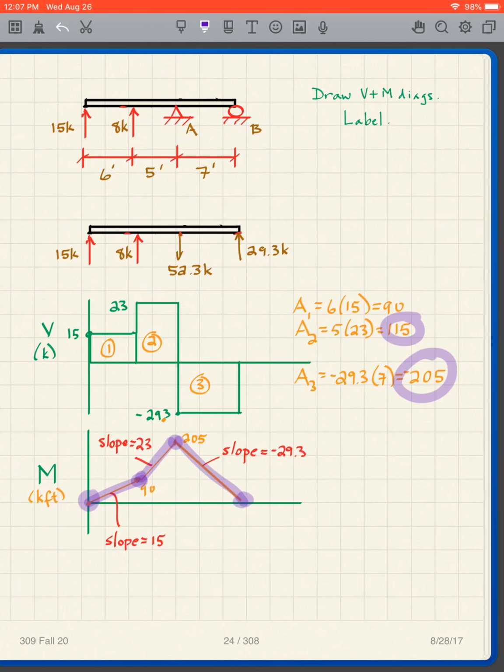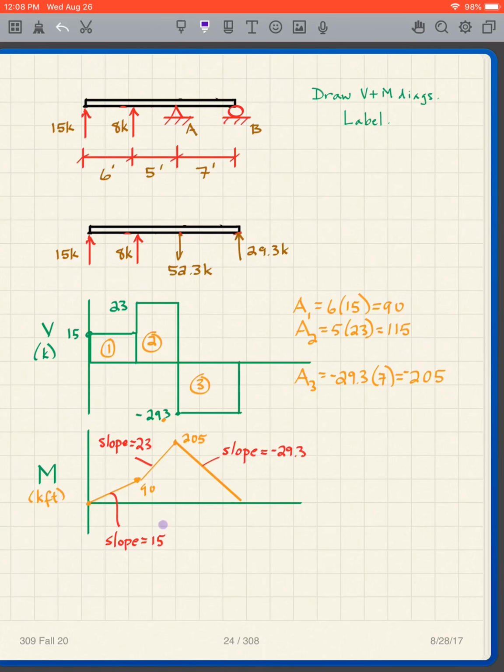So did I do it right? Hopefully I started at 0. I ended at 0. So you have to do that. If you don't end up at 0, you made a mistake. It's going to be like that for every problem. You start at 0, you end at 0.